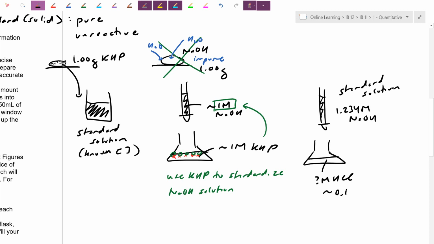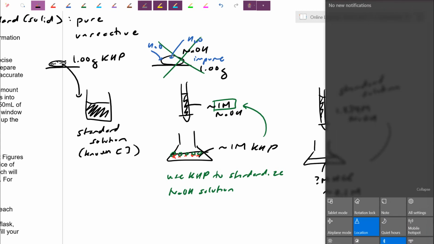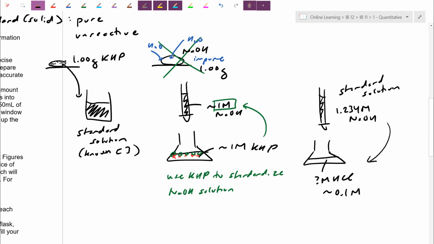Again, they give me a ballpark. It's roughly 1 molar, 0.1 molar. I might need to actually dilute it down, but now that I've standardized it, I can use that in a titration to figure out the unknown concentration. So the whole point of titration is to use something I know the concentration of to figure out something I don't know the concentration of. Because NaOH had this problem of it wasn't a nice primary standard, it wasn't a good solid to work with, we actually needed to start off with this KHP.